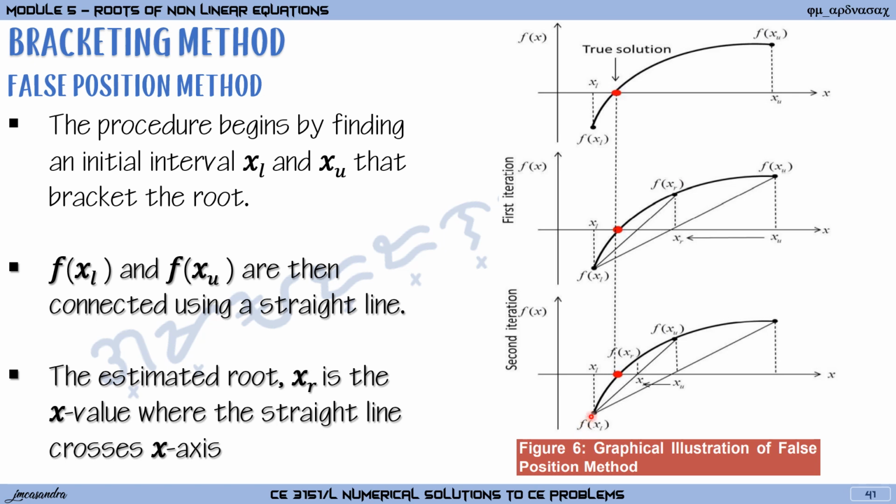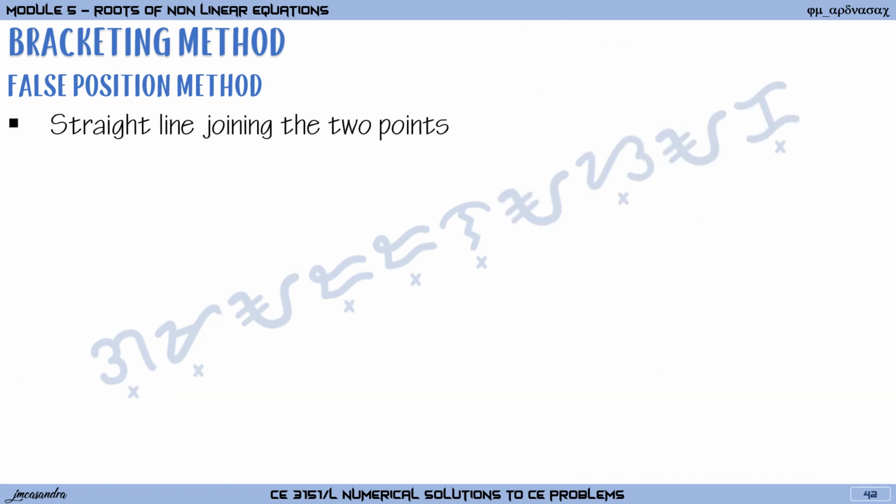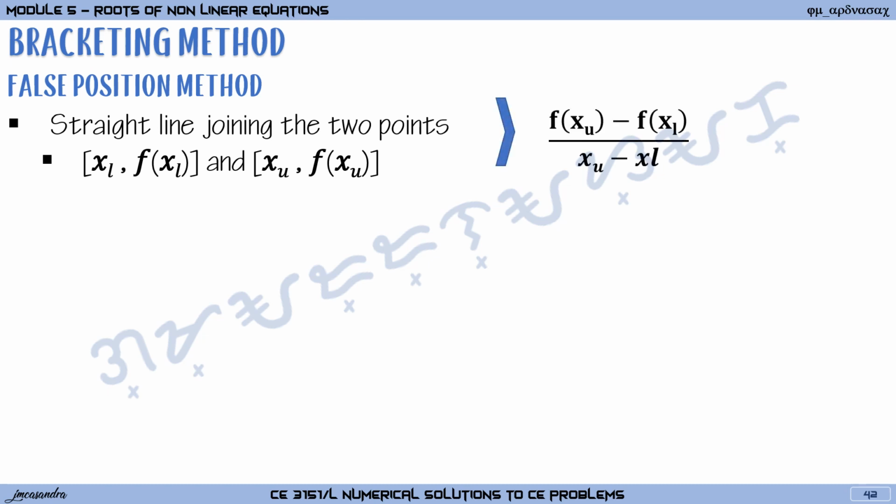Same procedure: function of xl, function of xu, with the first root computed. The intersection with the x-axis will be your new xr, until you arrive at the true solution of your nonlinear equation. Okay? The straight line joining the 2 points, xl, f(xl) and xu, f(xu), will give us the following equation.